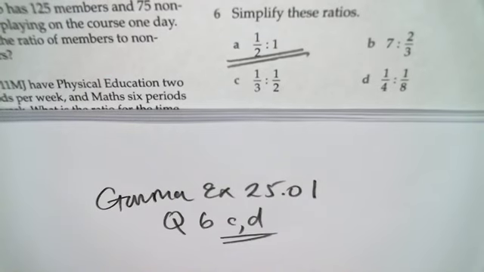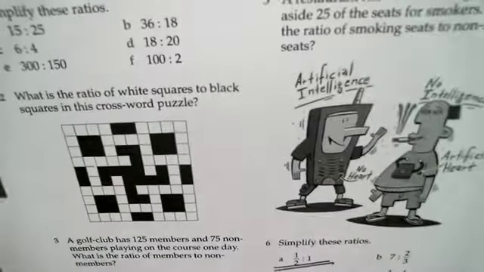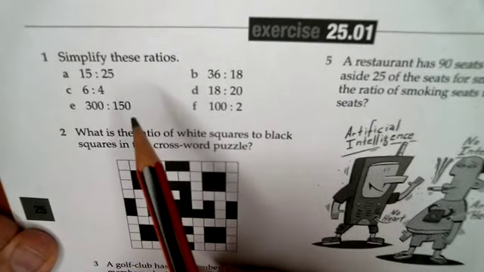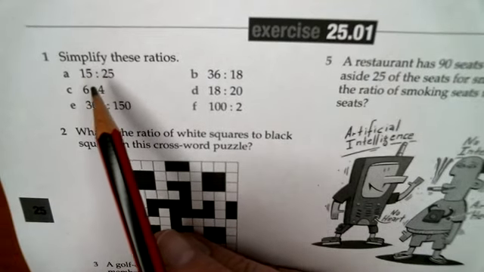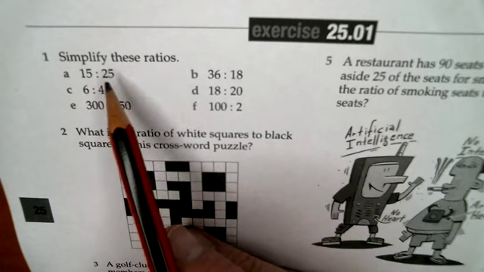Okay, let's have a look at gamma exercise 2501. This time we're going to do 6c and d. We're simplifying ratios, and we had several ways of doing this. The first thing we did was look for ratios with just numbers in, and we said, right, what's the highest common factor? And we divided by the highest common factor, and we were able to simplify the ratios.